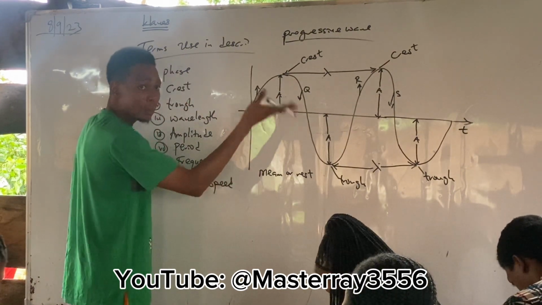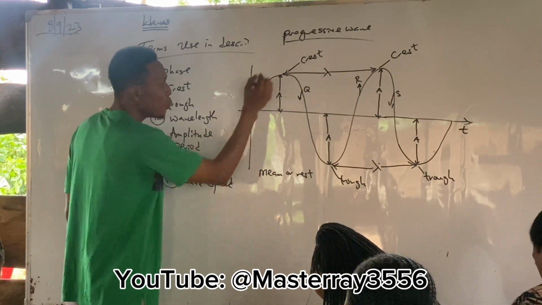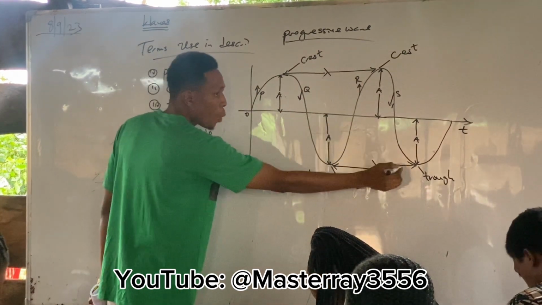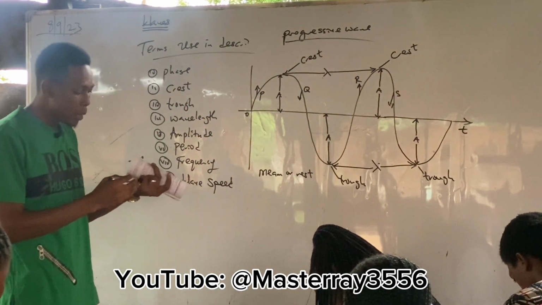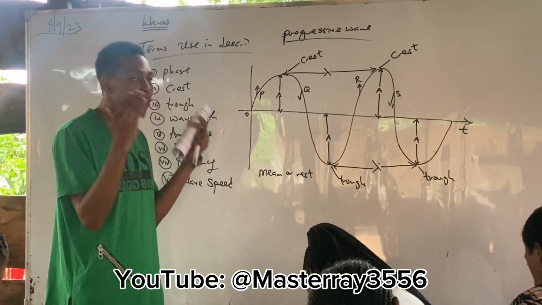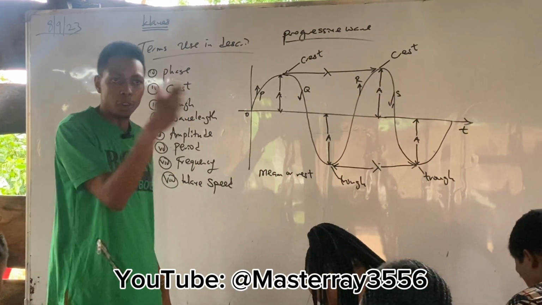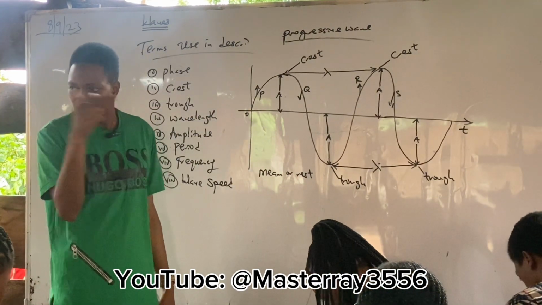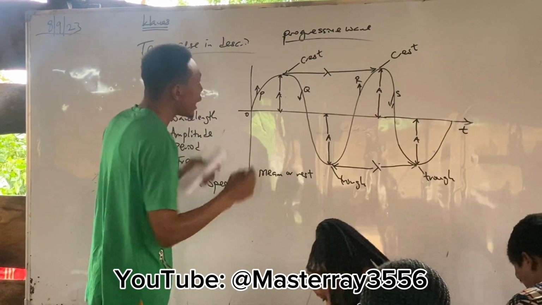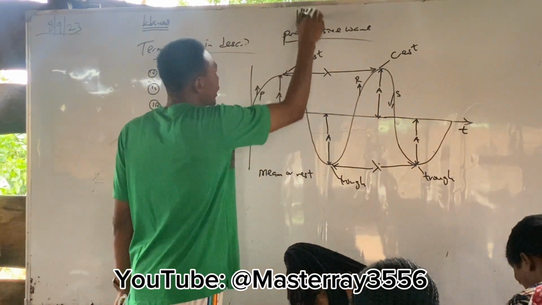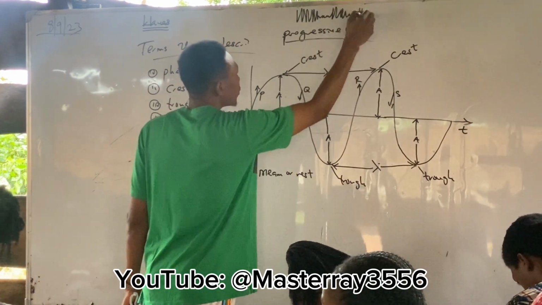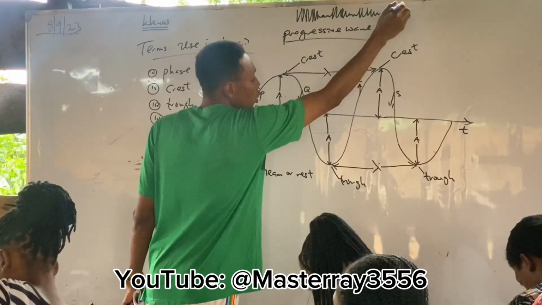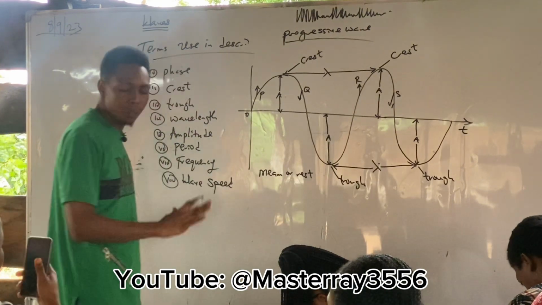Now, this is being displayed. It moves like this, upward and downward. Immediately it causes a vibration on a particle, it moves like this, is it not? So that is how it goes, continuously, until finally it fades away.